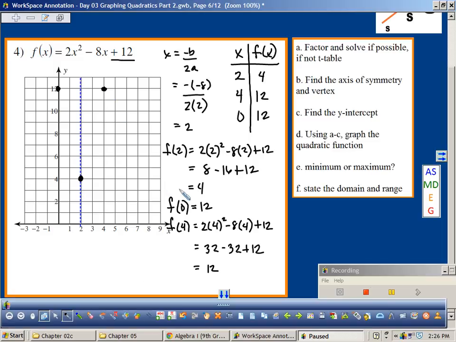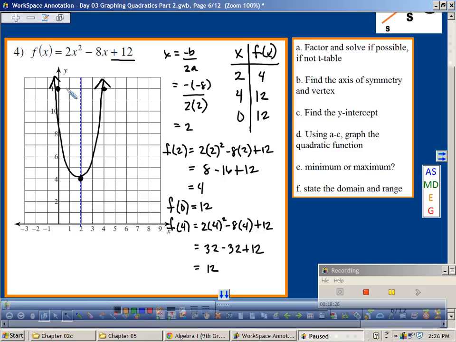So there's my graph. Question? Are there any that are calculable? All right, what's my max or minimum? Minimum. What's my domain? All real numbers. And my range? Greater than or equal to 4. Good job, guys.